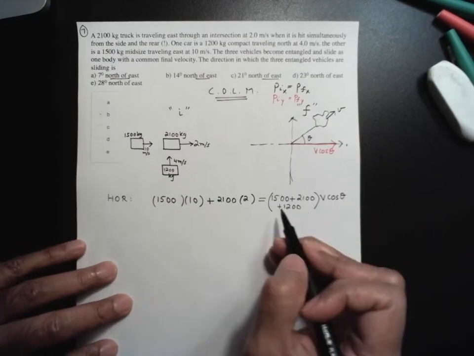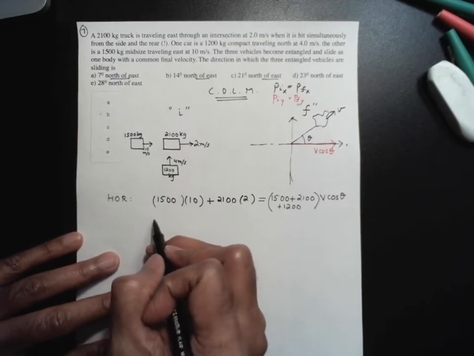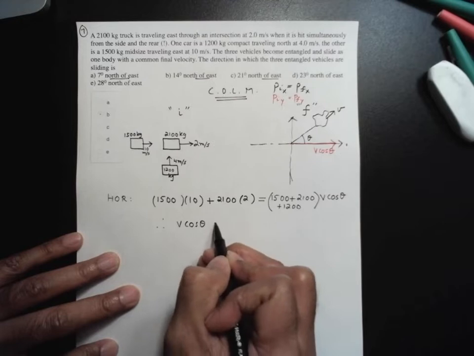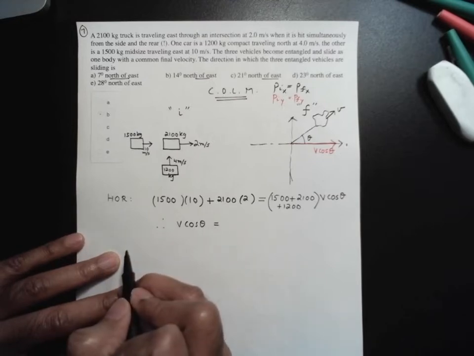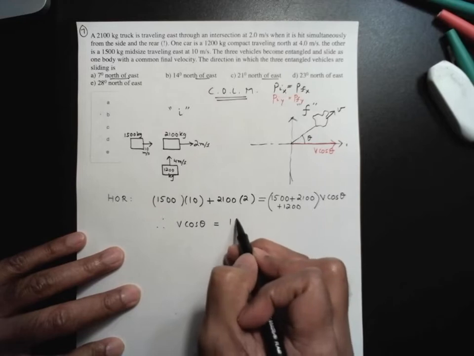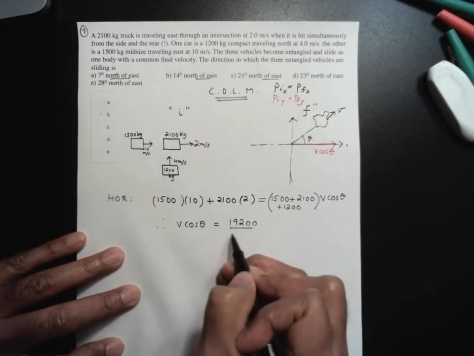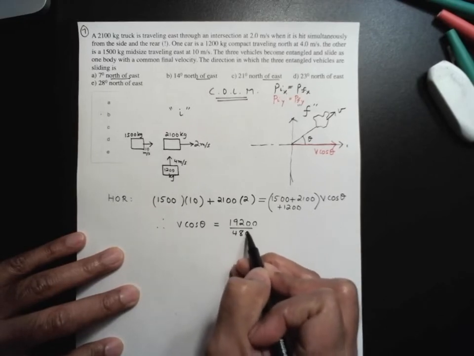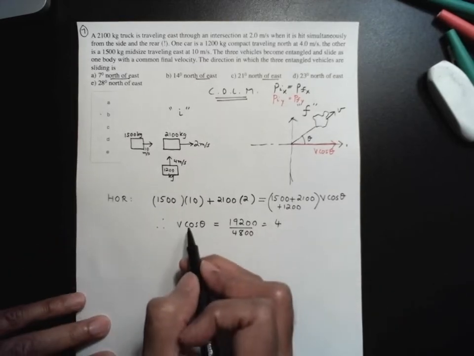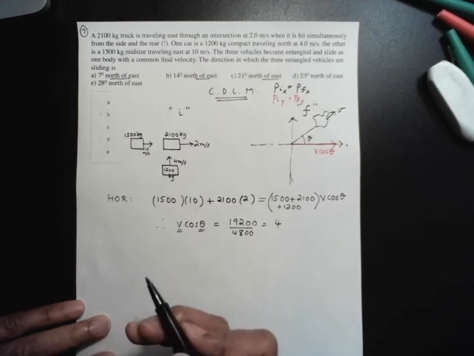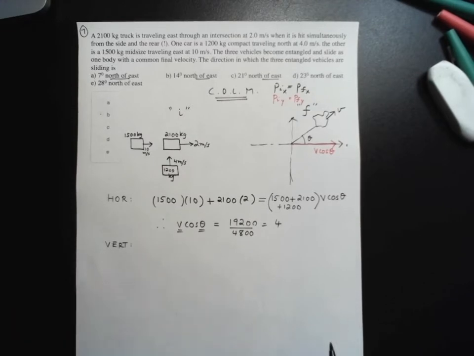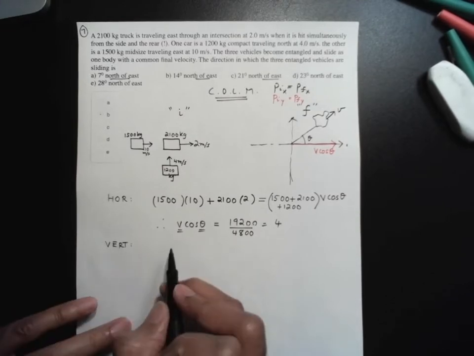Okay, and so you can see from here that therefore v cosine theta is equal to all of this divided by that, which is 19200 divided by 4800, that's 4. Okay, so we got that. There are two variables, so I need one more equation, same number of equations as variables, then I know I can solve it.